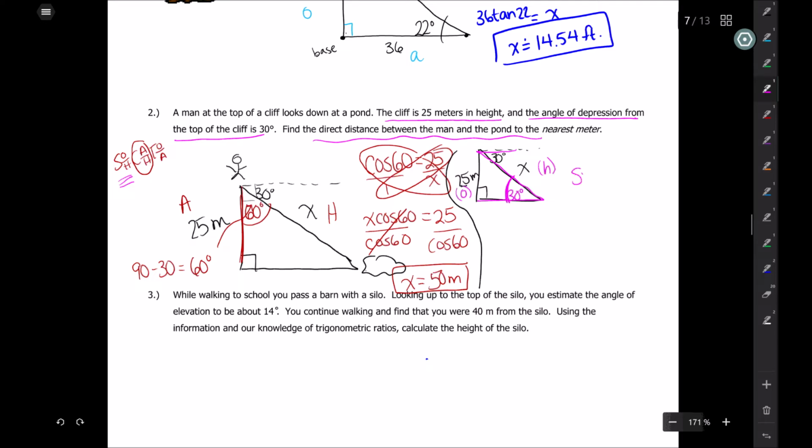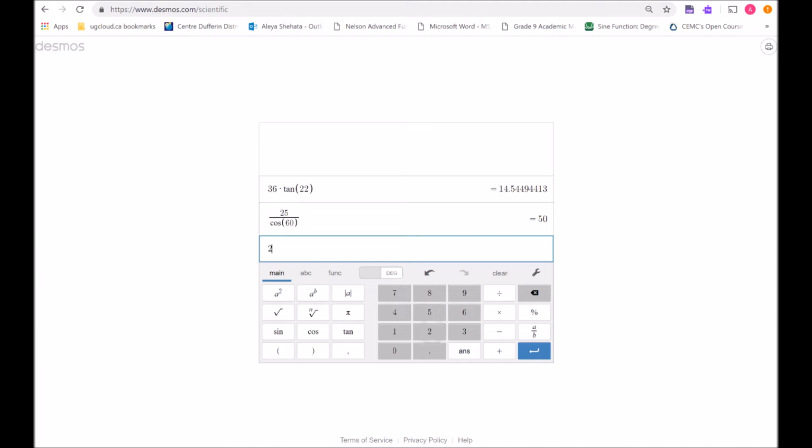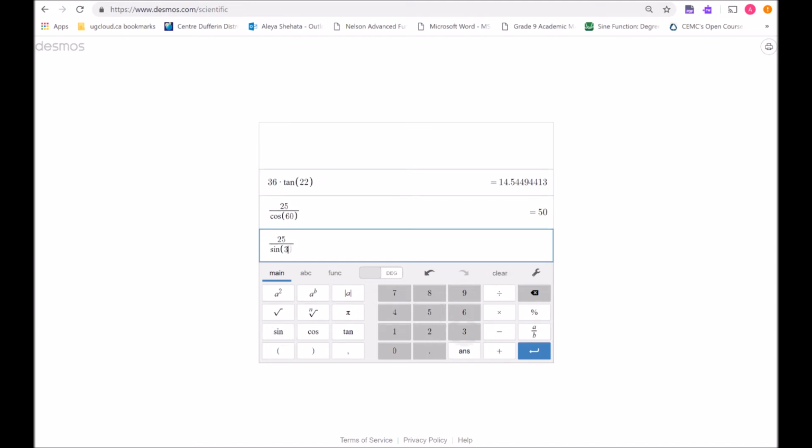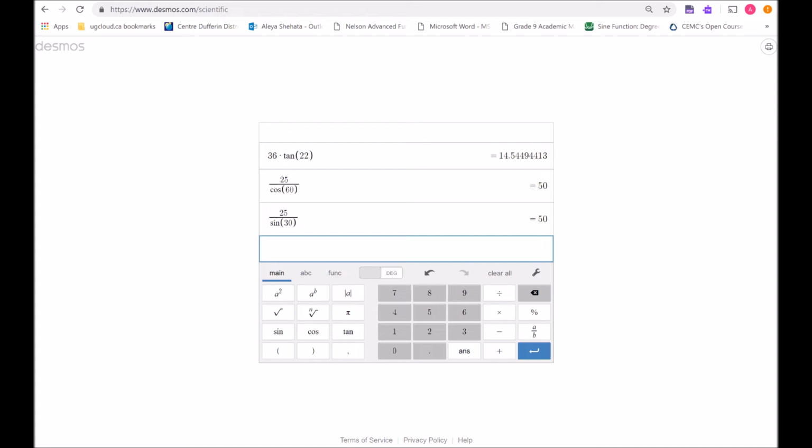So here I would say the sine of 30 is equal to the opposite, which is 25, over the hypotenuse, which is x. So I'm going to cross multiply again. So here, x times sine of 30 is x sine of 30, and 1 times 25 is 25. So I'm going to divide both sides by the sine of 30. Those cancel, so x is equal to, let's go ahead and type that in, 25 divided by the sine of 30. And I still end up getting 50 as my answer.